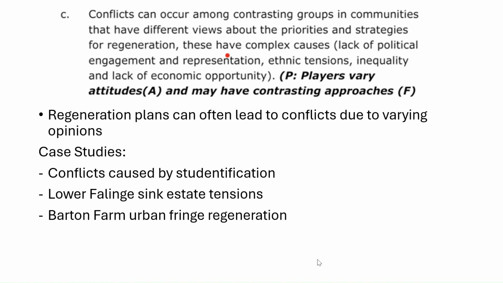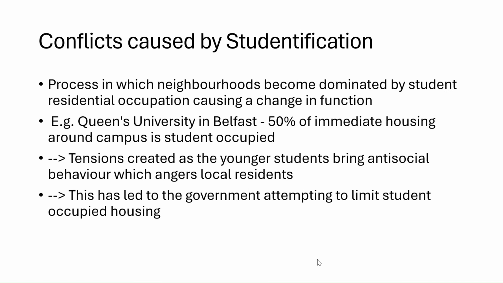All right, so moving on to here, conflicts can occur among contrasting groups and communities that have different views about priorities and strategies for regeneration. So, obviously, regeneration plans can often lead to conflicts due to varying opinions. And here are some case studies: studentification, Lower Village Sink Estate tensions, and Barton Farm urban fringe regeneration tensions. So, it's the conflicts caused by studentification. This is the process in which neighborhoods become dominated by student residential occupation, causing a change in their function.